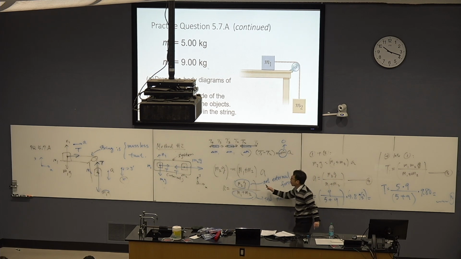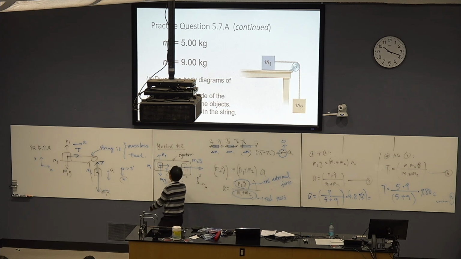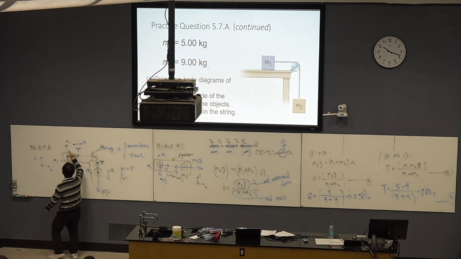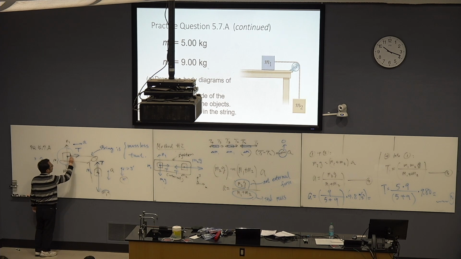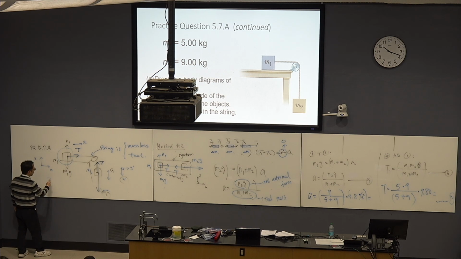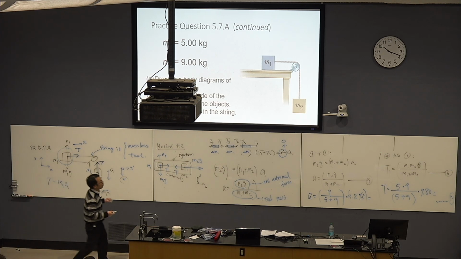Because once you have gotten the acceleration, you can come back to this method and isolate this system, and then you will be able to get the tension, because tension should be equal to m1 times A, right? Tension equals m1 times A if you treat these two as two separate systems. So that's the full story about this problem here.